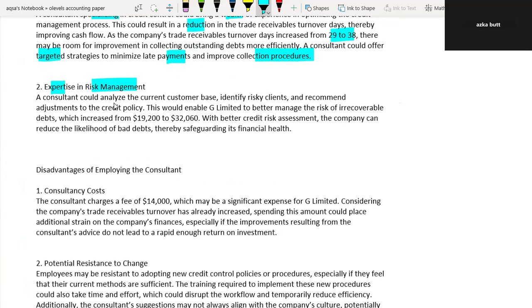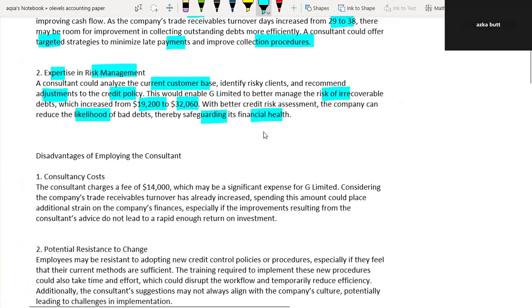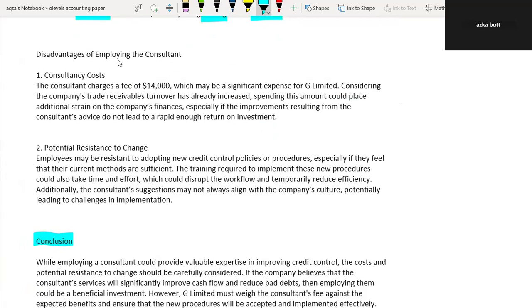So basically, a consultant could analyze the current customer base, identify the risky clients and recommend adjustments to the credit policy. So this would enable G Limited to better manage the risk of irrecoverable debts, which increased from 19,200 to 32,060. With better credit risk assessment, the company can reduce the likelihood of bad debts, thereby safeguarding its financial health. Now let's discuss the disadvantages of employing the consultant.